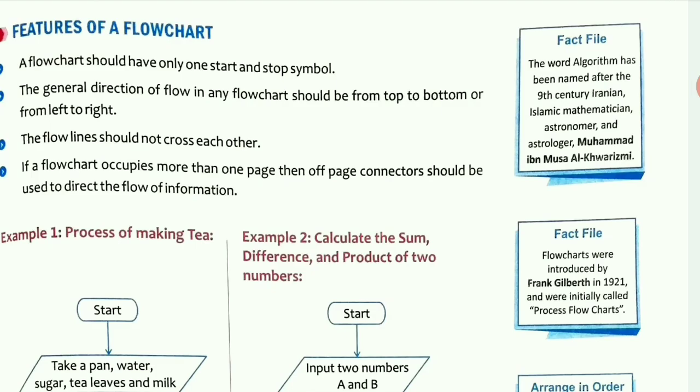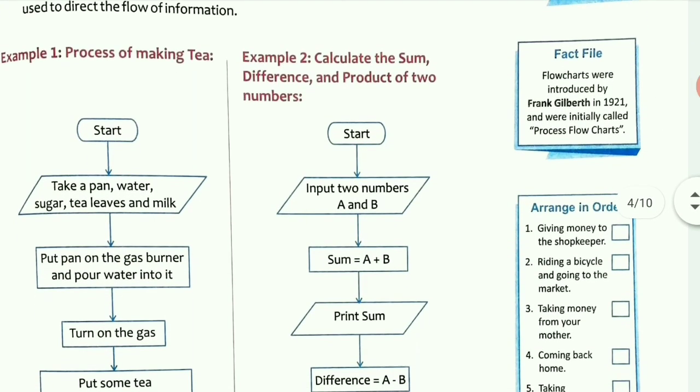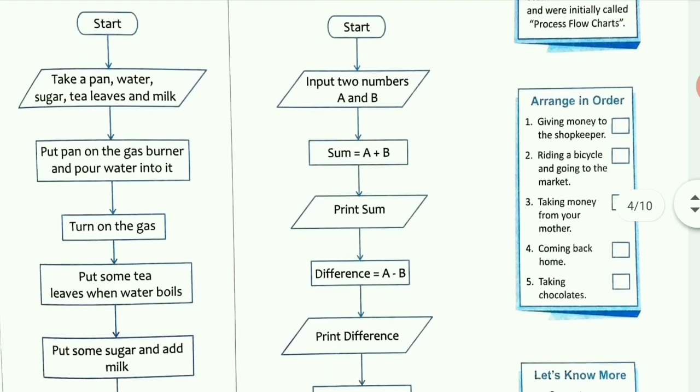So let us see the example. Example 1 is the process of making tea. First you have to start, then the second is take a pan, water, sugar, tea leaves and milk. If you are taking something, it means we have to use the input/output box. And next one is put the pan on the gas burner and pour water into it. So we are doing some processing, so we have to use the process box, and the process box is a rectangle.